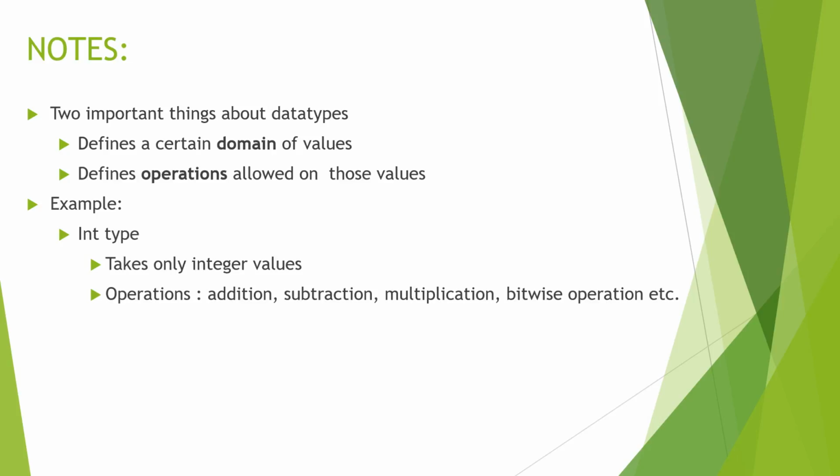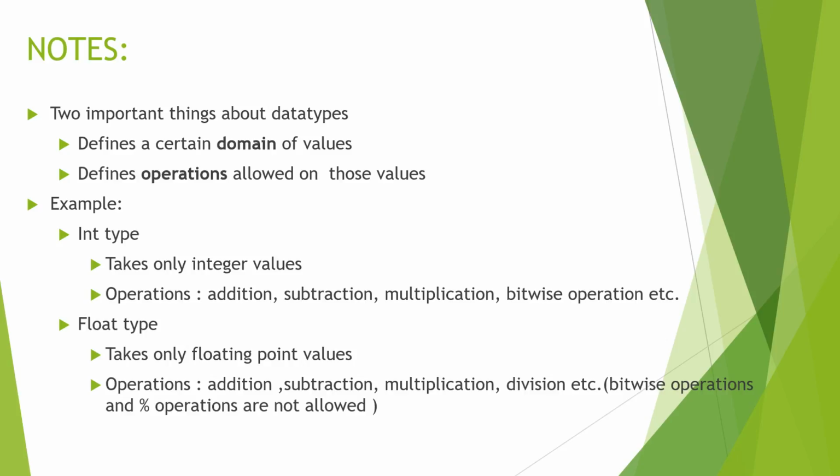For example, we can think of integer values. Here we can take only integer values. The operations allowed are addition, subtraction, multiplication, bitwise operations, etc. We can perform almost every operation with integer type. Let's take another type, that is float. Float takes only floating point values. The operations allowed are addition, subtraction, multiplication, division, etc. But we cannot perform bitwise and mod operations on them. So it is clearly understandable that the data type not only defines a certain domain of values, but also defines the operations defined on those values.